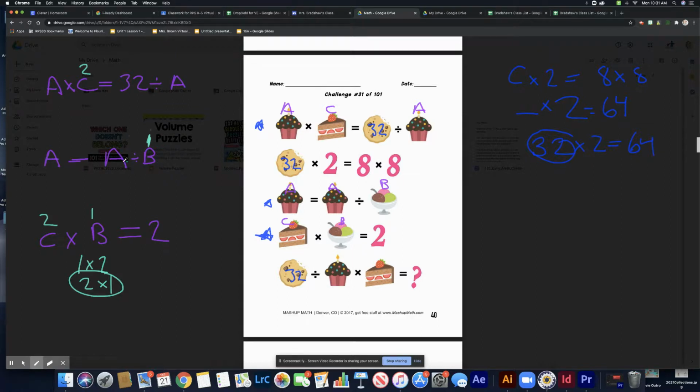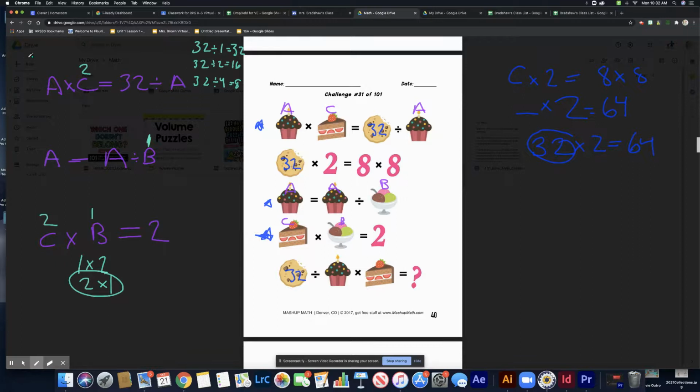Well, anything divided by 1 is going to be that number. So this one doesn't help us a whole lot, so I'm going to go up here and see. A times 2 equals 32 divided by A. So I'm going to just list the facts first. 32 divided by 1 equals 32. 32 divided by 2 equals 16. 32 divided by 4 equals 8. And so I'm going to start plugging these in.